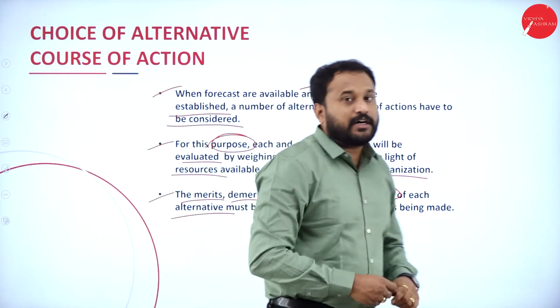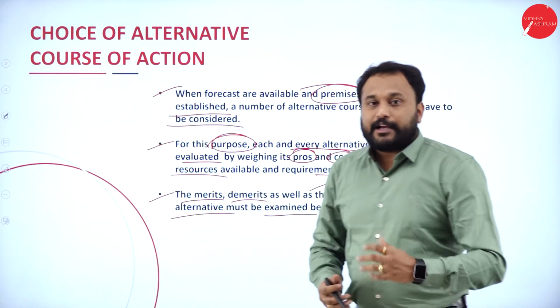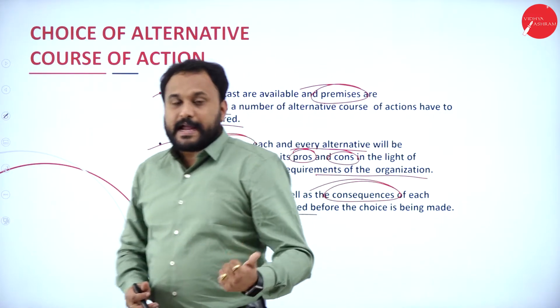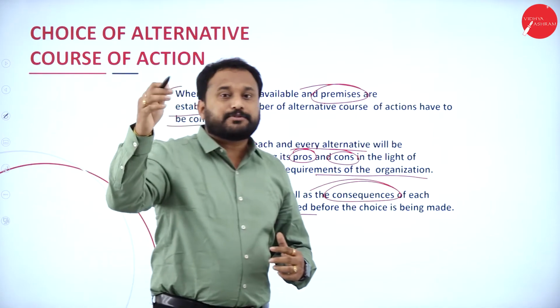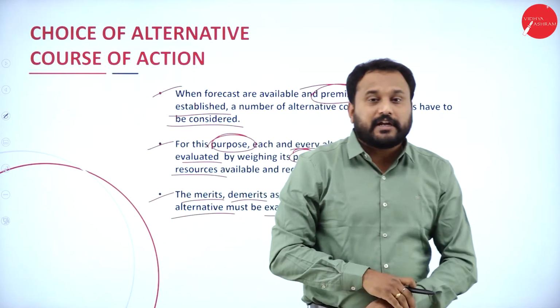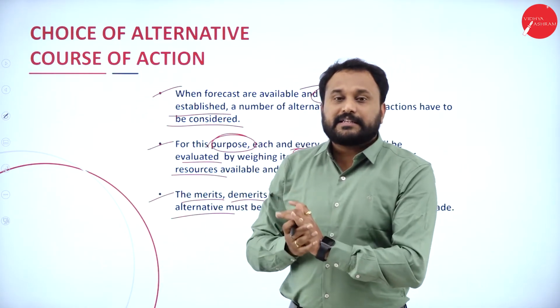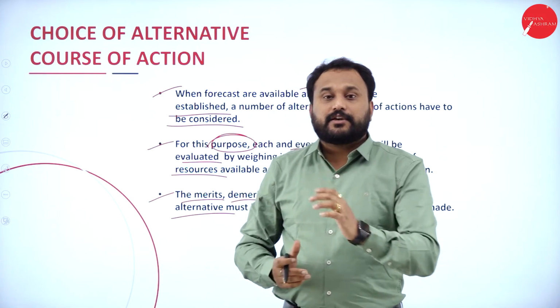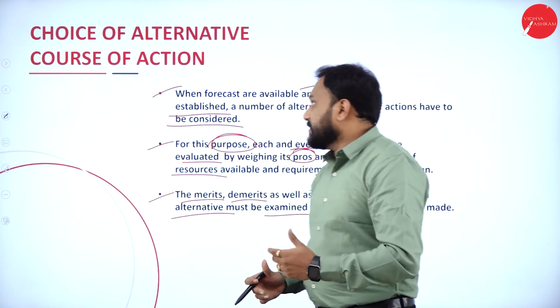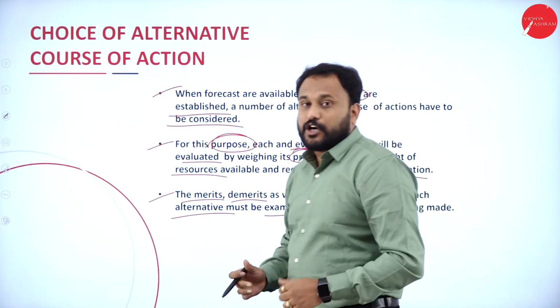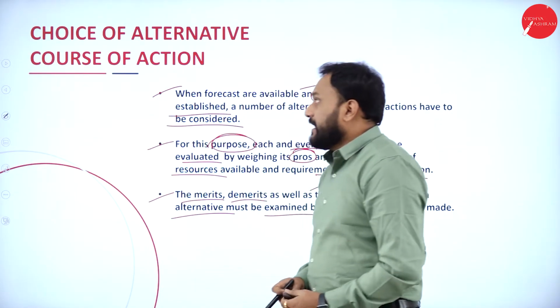Now, say we take a flight and go to Bangalore. From there, you calculate everything about the place you are supposed to go, and whatever you feel is the best course of action, that is what you take and go with for follow-up action. So this is what we call the choice of alternative course of action.